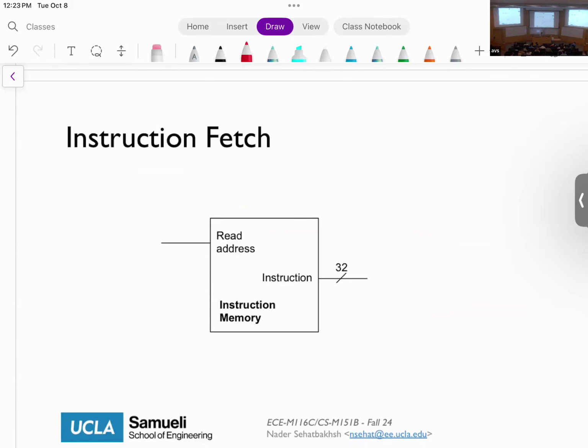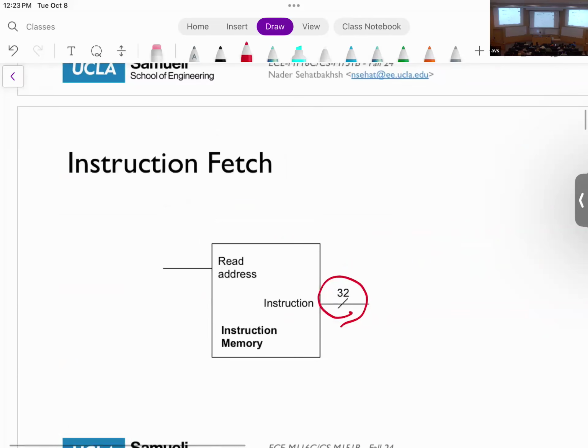We typically use this notation to show that the value that we are reading is 32 bits or n bits, okay? So if you see a line and then a diagonal line and a number here, it means that we are reading this many bits, okay? So we're not going to show you 32 lines. We're going to do 1 line and show the number on top of it, okay? So this means that this line is 32 bits, in fact, okay?